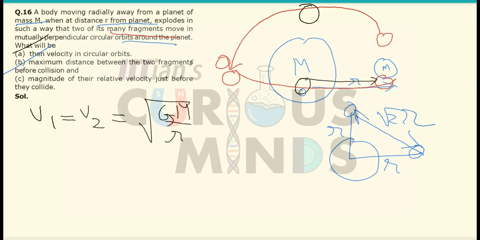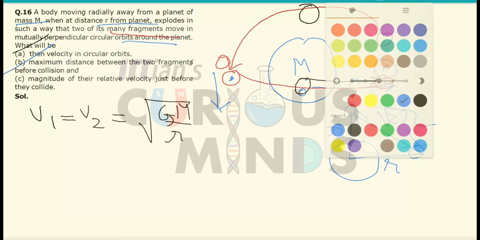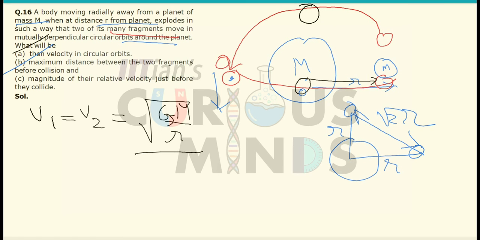The third thing they have asked is the magnitude of their relative velocity just before they collide. Just before they collide, the first particle was going into the board, and the second was going in the vertically downward direction with the same velocity, root GM by r.